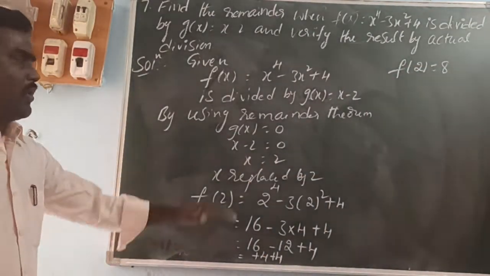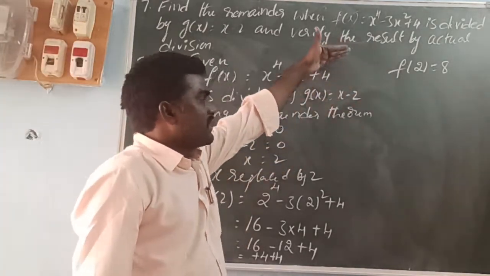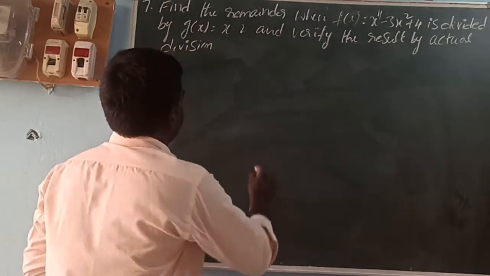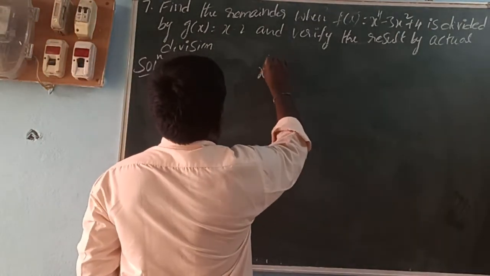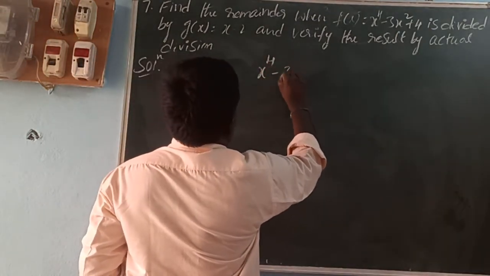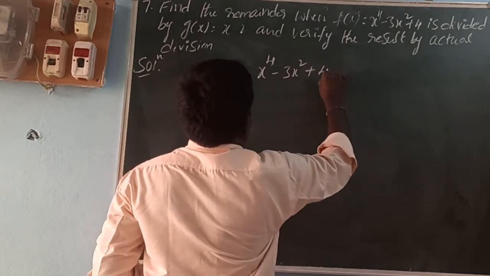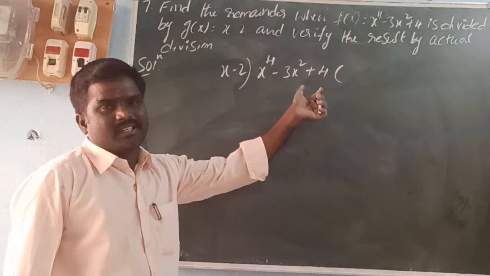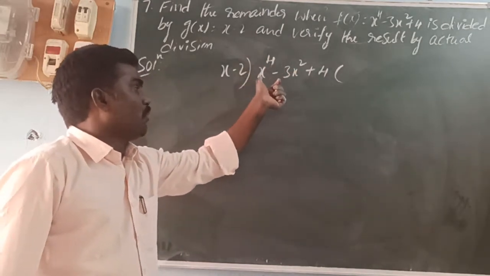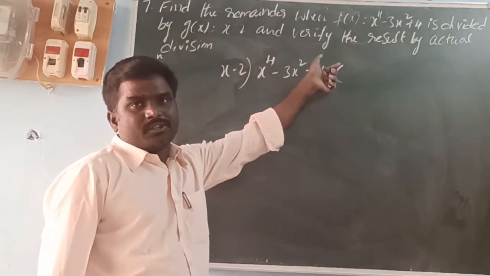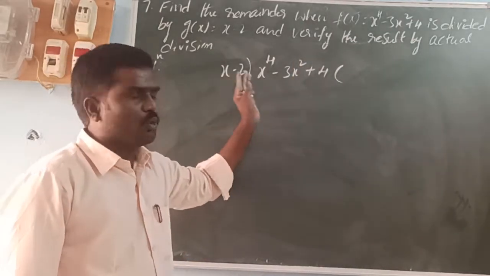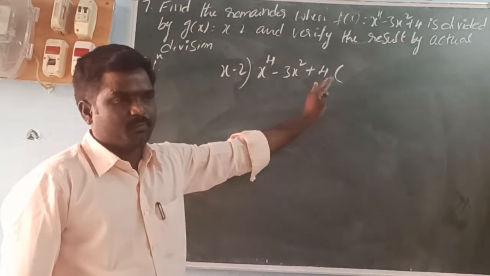So we can find the same remainder by using the actual division method. By using the actual division method, x power 4 minus 3x square plus 4 is divided by x minus 2. So in the dividend, the degrees are here 4, 2, 0. So we can write the degrees in order form. What is the order form? 4, 3, 2, 1, 0. Okay.